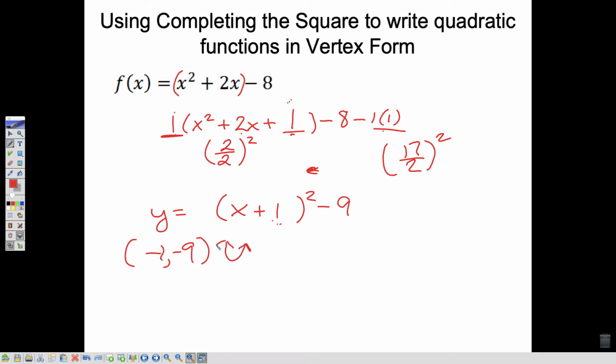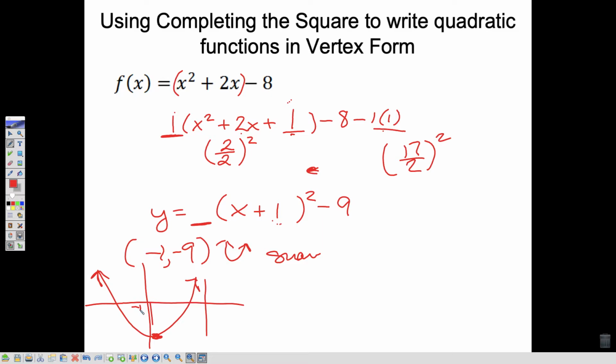And wider or narrower? The same. How do you know it opens up? Because it's positive. Or that it's the same? Because a is equal to 1, it's not more or less than 1, so it's the same. So negative 1, negative 9 is your vertex. That's also my axis of symmetry, x equals negative 1, right? Okay, so negative 1, negative 9, so we're down here, right? Beautiful. So I'm down here, I go up. That's just symmetry. Negative 1 is my axis of symmetry.